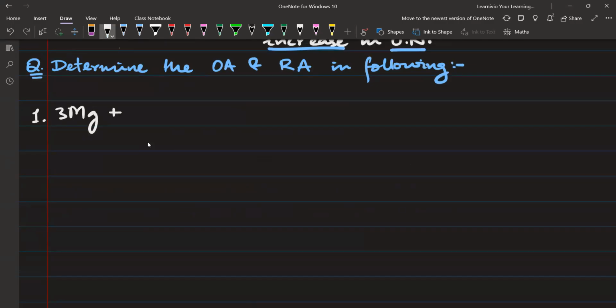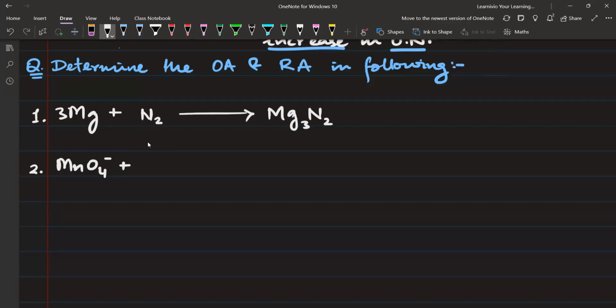Number one, a few examples from above. 3 Mg plus N2 gives magnesium nitride. We already have the oxidation numbers and everything. MnO4 negative plus SO3 2 negative gives Mn2 positive plus SO4 2 negative.